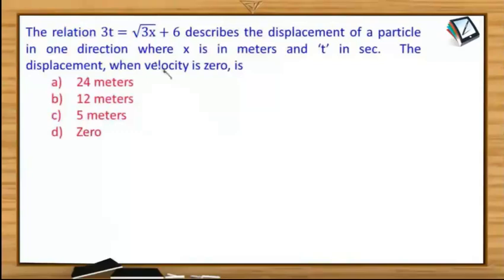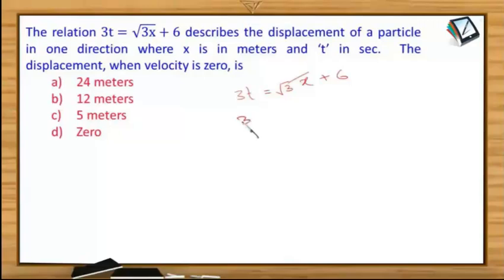The relation 3t = √(3x) + 6. Here it is given that t is the time, and 3t is equal to under root 3x plus 6. It describes the displacement of a particle in one direction, where x is in meters and t is in seconds. The displacement when velocity is 0 is?